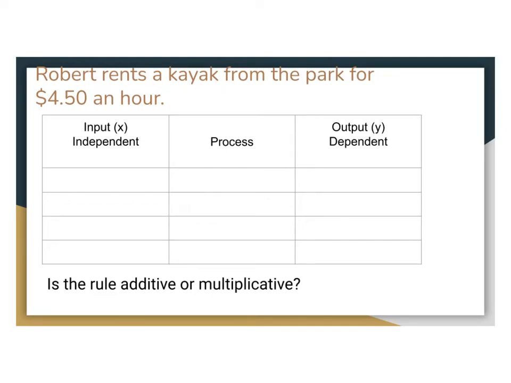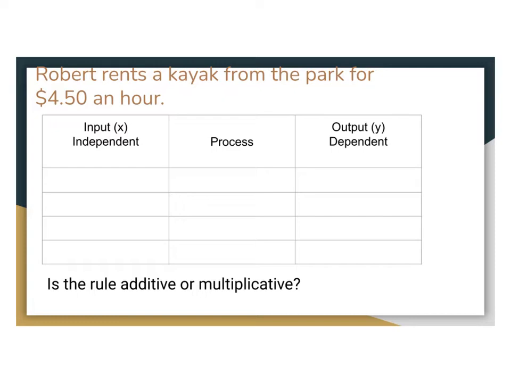So what we're doing today, we are converting or reading a problem and filling out a table based on what the problem says, and determining if this is an additive or multiplicative relationship. Remember, we still have our input, which is our independent variable, letter X, and our output, which is our dependent variable, letter Y.